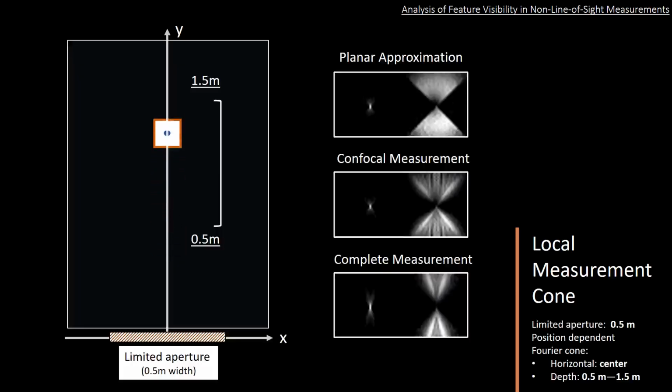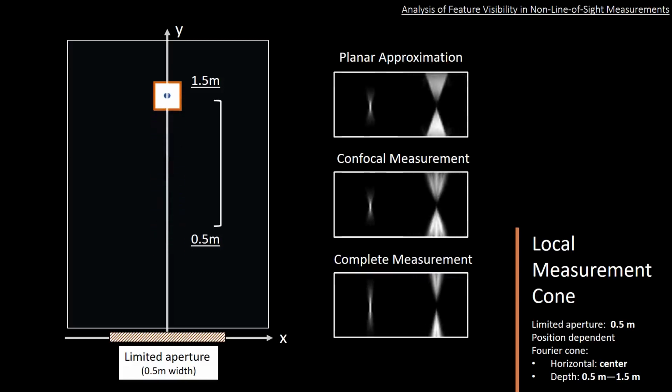Here we have a scene on the left and move the considered point along a line perpendicular to the wall. We find that the information available from the measurement actually has a conical shape, therefore the name Fourier cone. The size of the cone depends on the considered location within the scene. We can see how it changes with distance to the aperture.